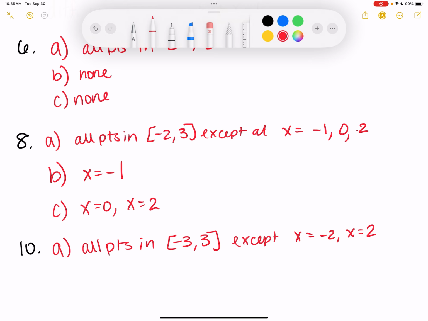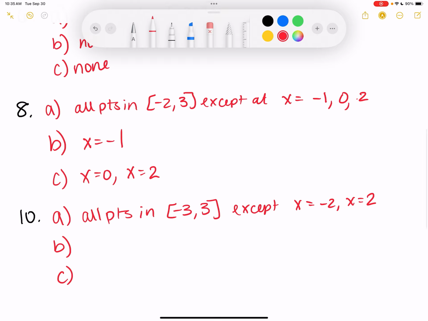So then part B, continuous but not differentiable. So basically at these 2 points, are they continuous or not? Because if they're not, then it would go in part C. Yeah, they are continuous. So they'll go in part B. It's basically continuous but not differentiable at x equals -2 and x equals 2. And then part C would just be none, because there's no other values that we're dealing with on this domain.